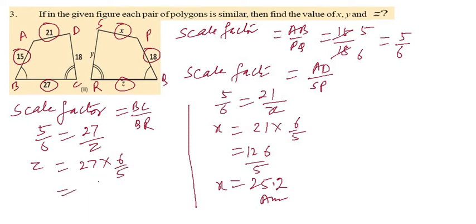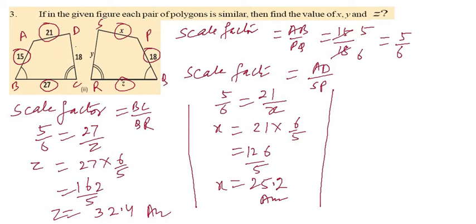So 6 7s are 42, and 6 2s are 12, and 4, that is 16, divided by 5. So 5 3s are 15, and 1 left, 5 2s are 10, and 5 4s are 20. So Z will be equal to 32.2. That is the answer. Now come to the last point.